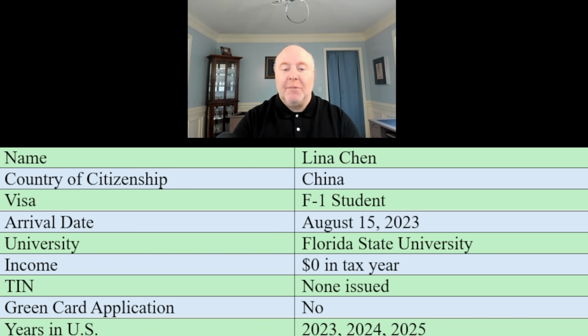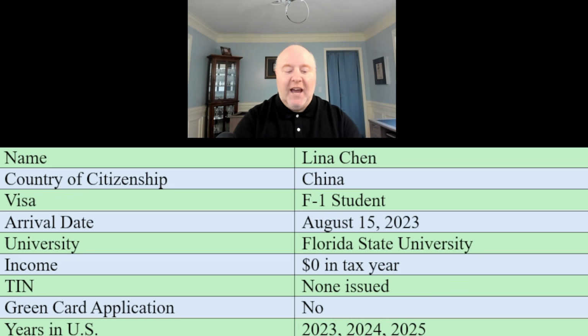Is she a green card applicant? Nope. And how long has she been in the United States? 2023, 2024, and 2025. That's important because after you hit 5 years, things change a little bit, because then it starts looking at, okay, are you still at the exempt status? But let's go ahead, take this information, and jump over to our 8843.